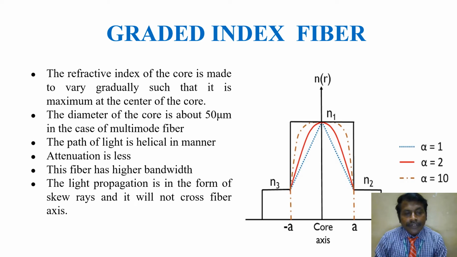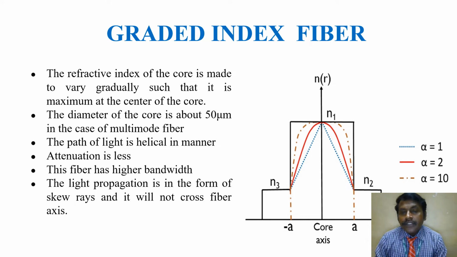Inside the optical fiber, the attenuation is very low and the bandwidth of the fiber is maximum, higher bandwidth. Here the light propagates in the form of skew rays and it will not cross the fiber axis. In a skew ray, the ray path is in and around the axis, not in the axis. Now look at the diagram.